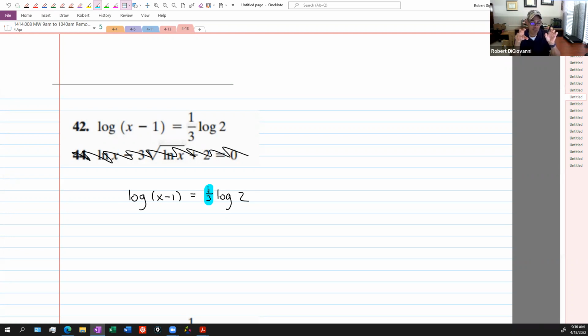So the only real option is to take that 1/3 and make it a power. So I'm going to do log x minus 1 equals log 2 to the 1/3 power. Now remember, that really means just the cube root of 2. That's all that is. When you raise something to the 1/3, it means the cube root. If you raise it to the 1/2, it's the square root. So that's not bad.